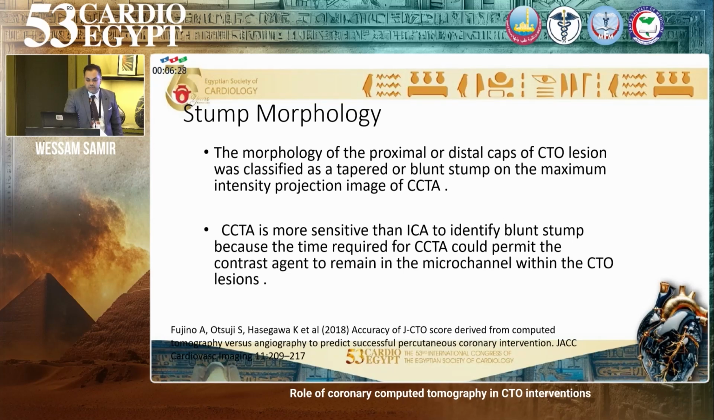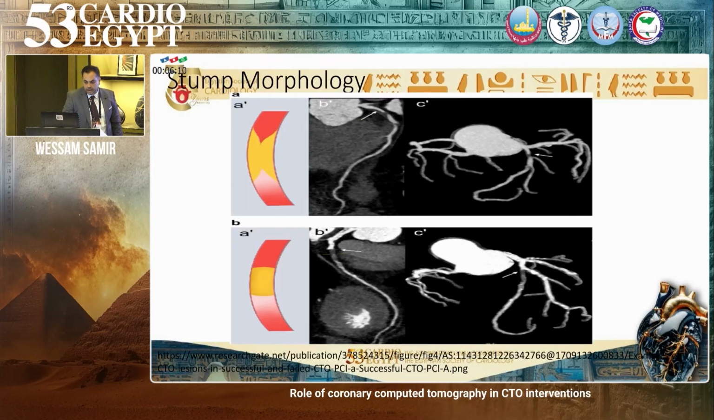In some studies, we found that CT coronary angiography was more sensitive than angiography in detecting blunt stumps because the time required for the CT angiography permits the contrast to stay within the microchannel segments within the CTO. As we can see, the above images show a tapered proximal cap, total occlusion segment, and a tapered distal cap. It's funnel shaped within the curved MPR images, and the lower images show a blunt proximal cap and a blunt distal cap.